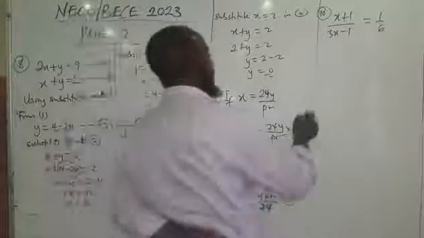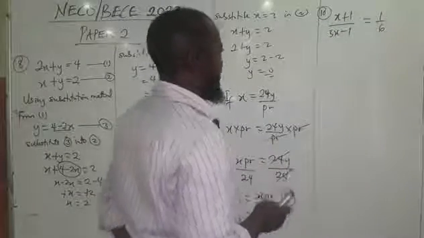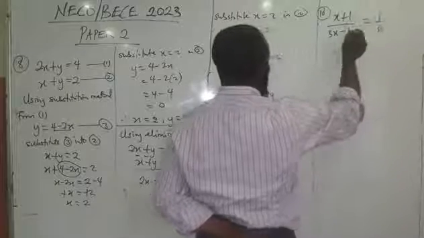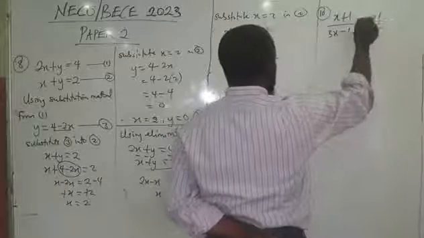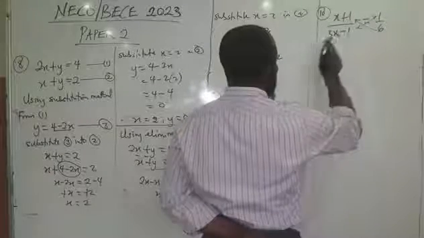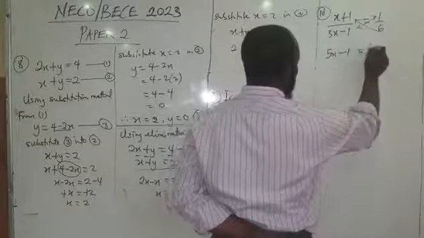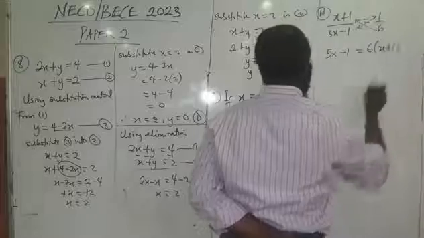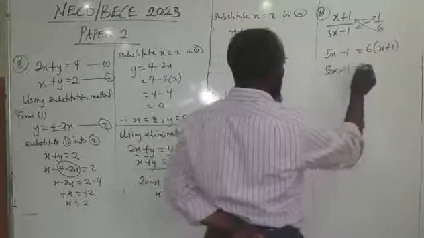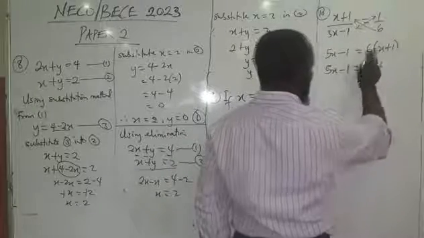So what we're going to do here, this is an equation involving fractions, so we can cross multiply here. So 1 times everything here is everything. That's 5x minus 1 equal to 6 multiplied by what? (x plus 1). So let's open this bracket. That's 5x minus 1 equals what? 6x, that's 6 times x, and 6 times 1 equals 6.